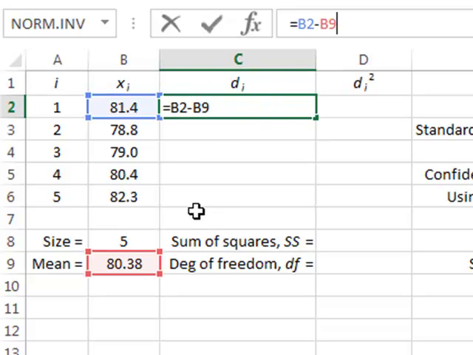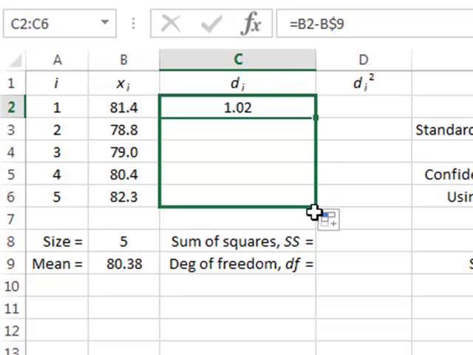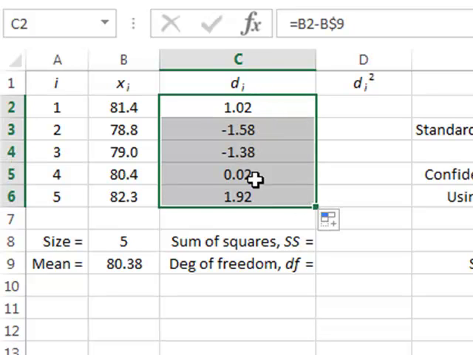When we copy this formula down, the B2 will change to B3, B4, B5, which is good, but the value of B9 will also change to B10, B11, etc., which we do not want. So we wish to lock the value of B9 so it doesn't change, and we do that by putting a $ sign in front of it. We can now copy this function, and it calculates the deviations for all of the sample values.